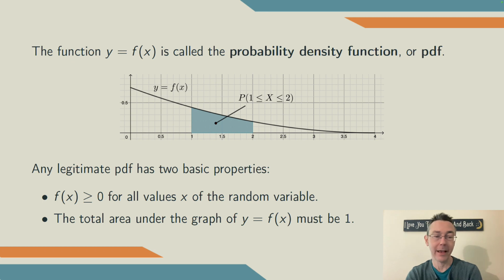First of all, it always has to be positive for all values of the random variable, just because probabilities are always positive. And the total area under the graph has to be 1. And that makes sense because the total probability in any probability experiment has to be 1. So if we're talking about a continuous random variable, the area under the whole graph is the total probability in that probability experiment.